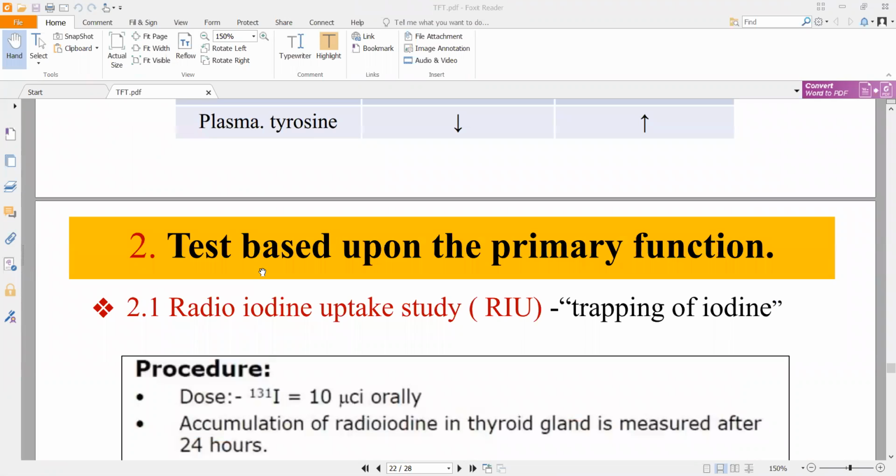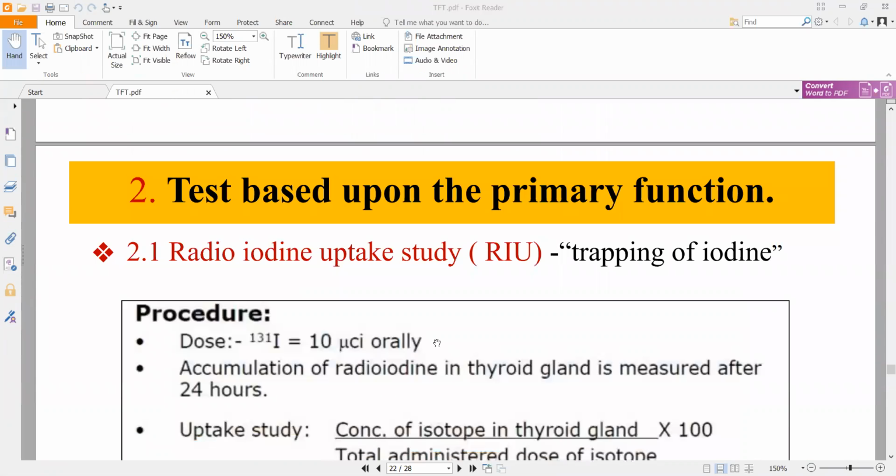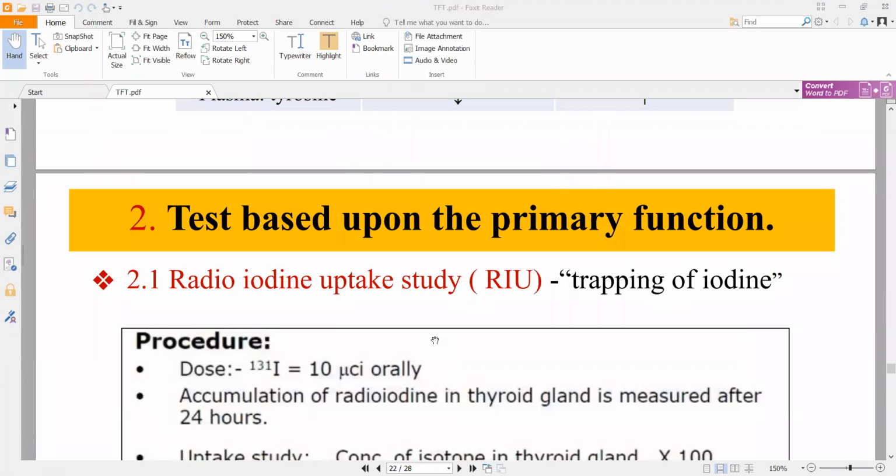Right, coming to the first one, tests based on primary function. How do you assess the primary function of the thyroid gland? Right. So the test is the radioiodine uptake study, also called RIU. Basically it is a test in which you trap iodine. How you do that is you administer a small dose of iodine 131. Iodine 131 is a radioactive element, and its measurement is done in Curie.